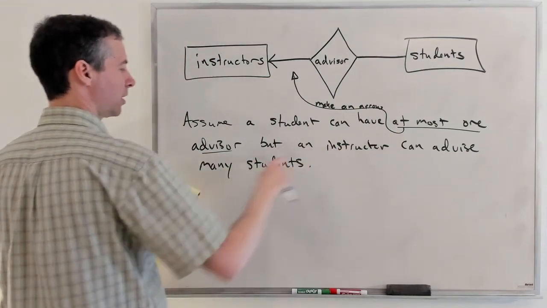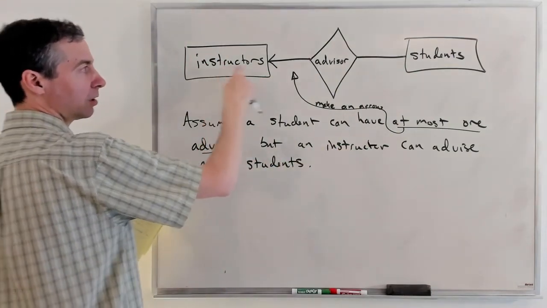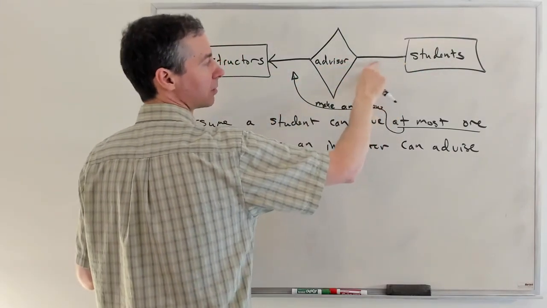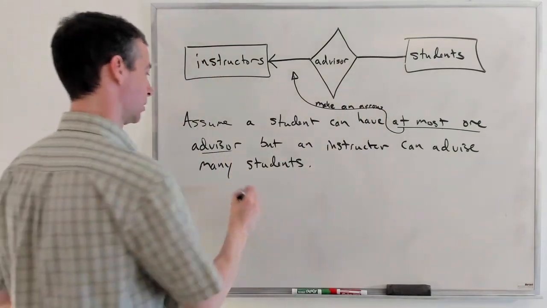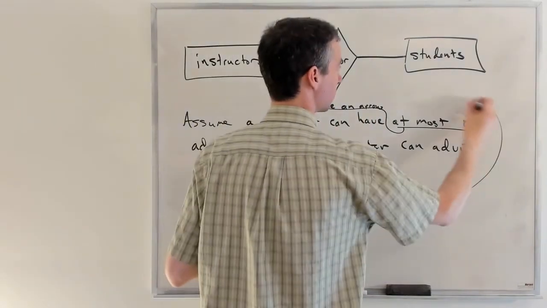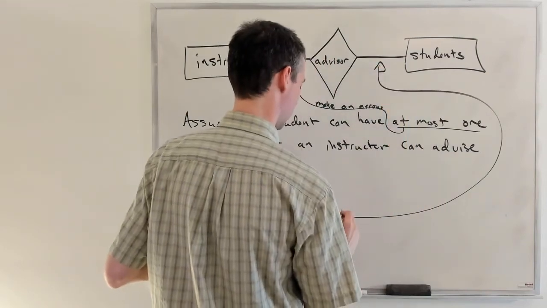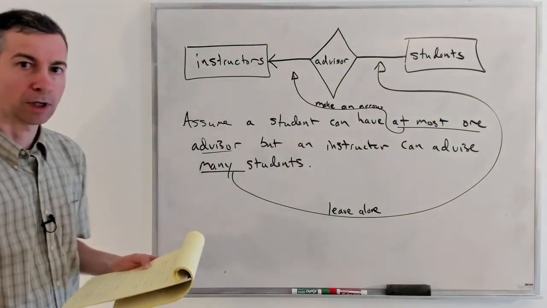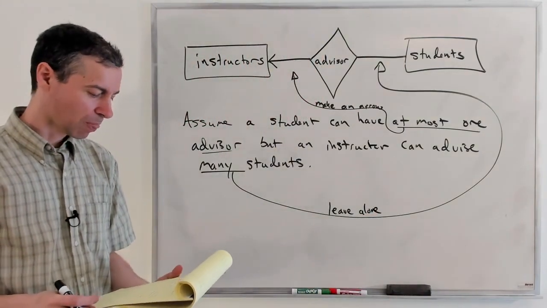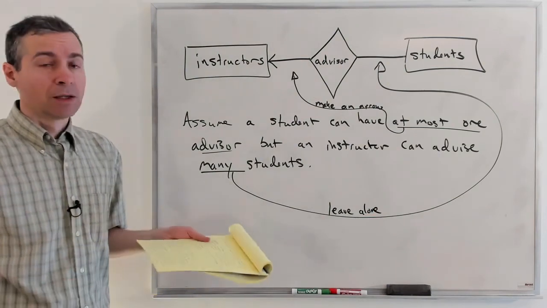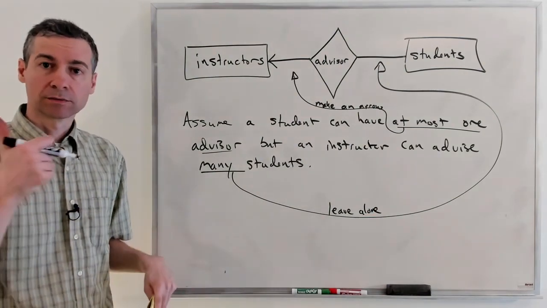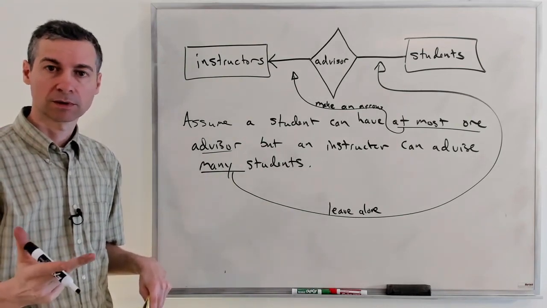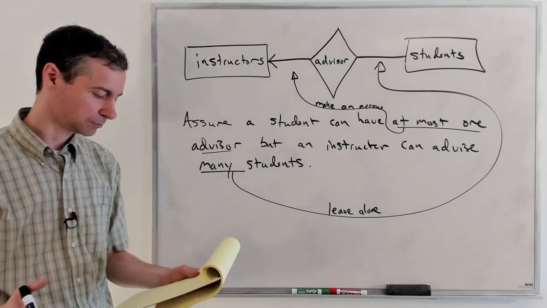Again, my relationship with advisors is I have one instructor who's an advisor. But an instructor can advise many students. So one of me can advise many students. So many, so leave that one alone. So that means to this, leave alone. Don't turn it into a one relationship. All right. That's the way you do it. Figure out your entities, figure out your relationships, figure out their cardinalities. Okay.